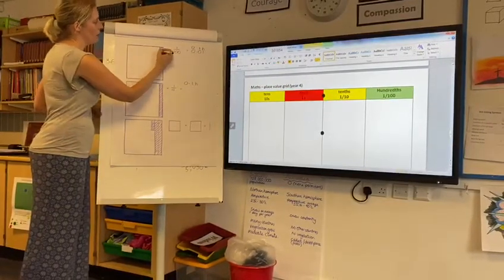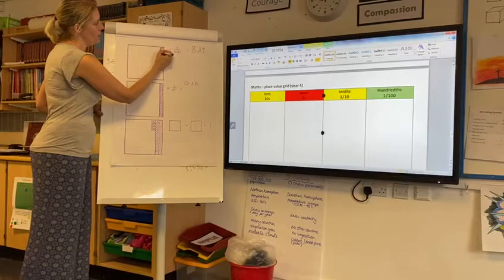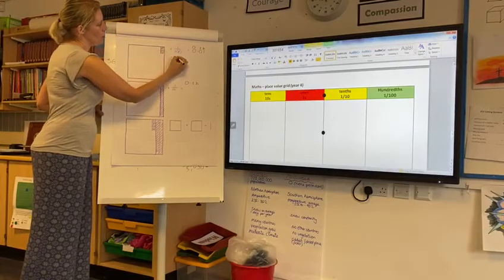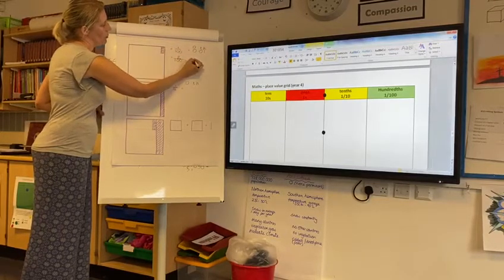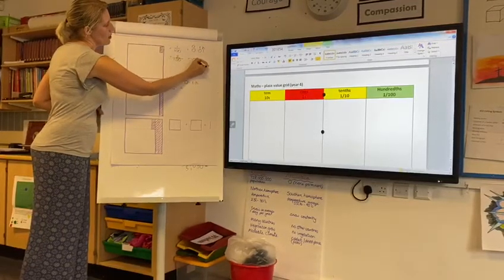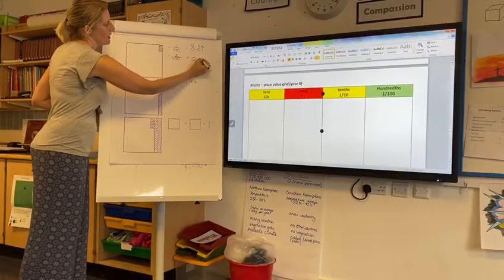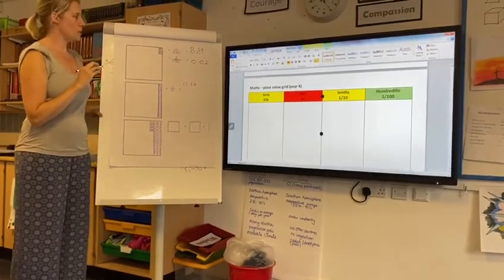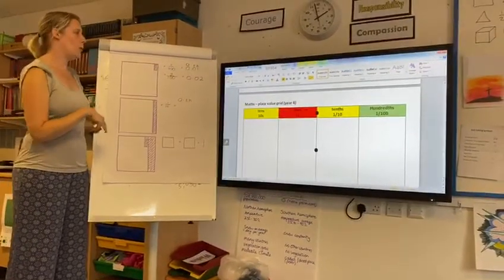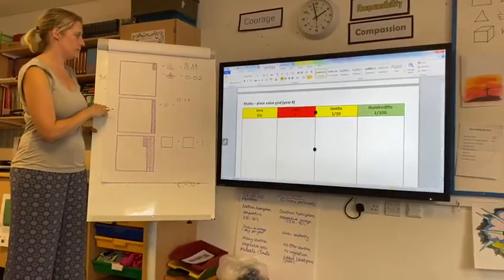I could carry on going. If I have another one, I've now got 2 hundredths. And I would write that as 0 whole, 0 tenths, and 2 hundredths. And you've got a place value grid in your pack that will help you to practice this.